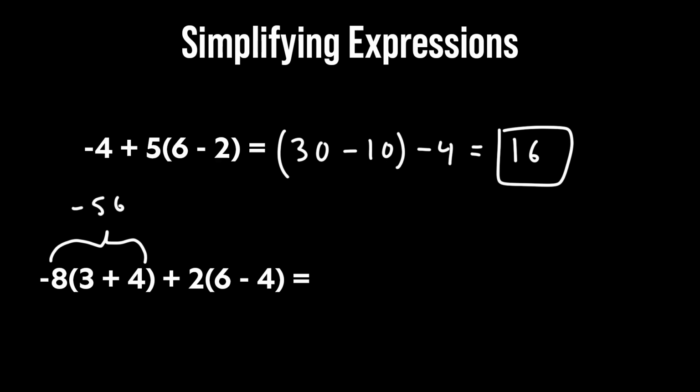And now we can solve the second part of the equation here. 2 times 6 is 12. And 2 times negative 4 is negative 8. And so we know the second part here is 12 minus 8, which is 4. So altogether, we have negative 56 plus 4, which is going to be equal to negative 52.